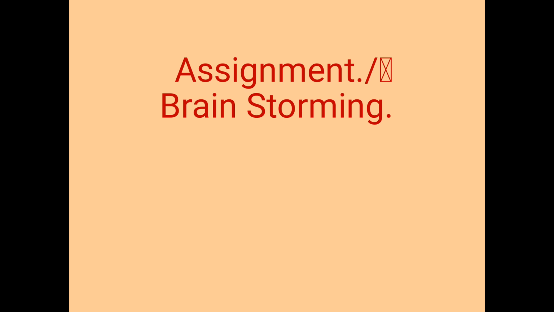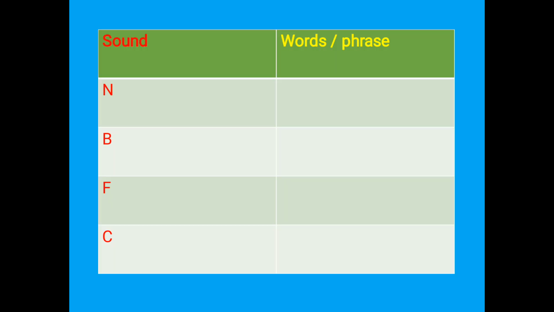Now here's the assignment, a brainstorming session. Here you can see I have drawn a table. Column A says sound, column B is talking about word or phrase. Now your task is this, students: you can read out the letters given in the column sound, N, B, F. Now you have to rack your brain and prepare words, phrases or sentences of your own wherein the sound of letter N, letter B, letter F and C is present.